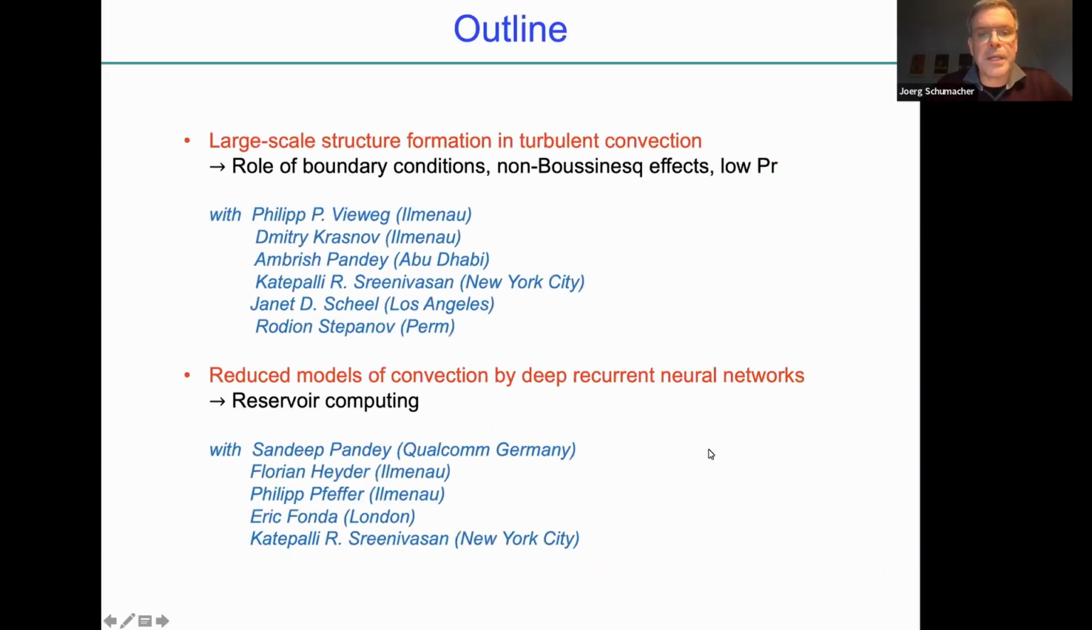is divided in two big parts. In the first part, we are really concerned with the structure formation processes, and this is a joint work with my PhD students and postdocs, former postdocs, and with Katapali Srinivasan, Janet Shiel, and Rodion Stepanov. And in the second part, we are switching gears a little bit, and I'm going to talk about our machine learning applications for turbulent convection.